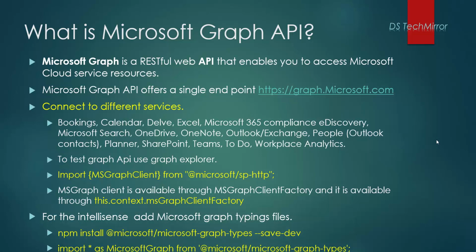You can understand it in a way like Office 365 is a collection of various apps, for example, Power Automate, Power Apps, OneNote, Delve, Teams, Calendar, Mail, Outlook. If you want to access data from all these services, we can very easily use Microsoft Graph API.